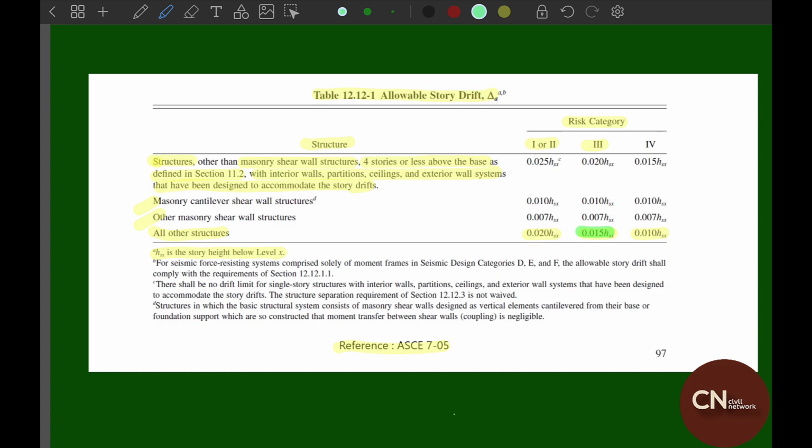Hope you have understood the significance of the allowable story drift mentioned in the code provisions.